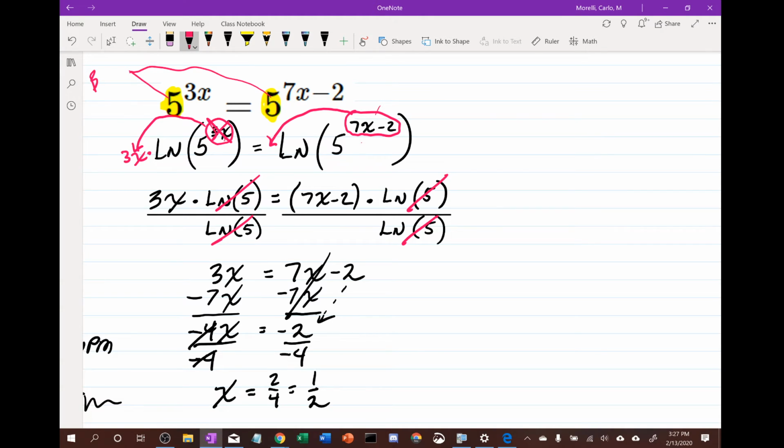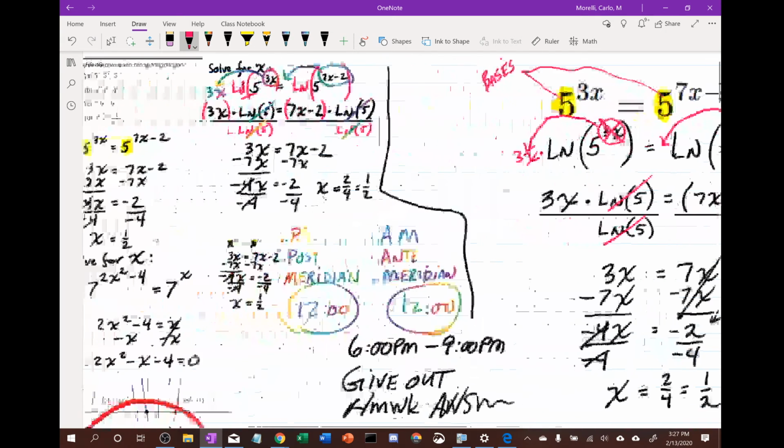These are called bases, like in a softball game or baseball game. When the bases are the same, you can just drop them and set the exponents equal to one another and solve the equation. So you can skip all that stuff that we did, all this stuff about dividing ln of 5 by ln of 5. The trick is, if the bases are the same, you can just drop the bases and set the exponents equal to one another. That seems like magic to me. So let's see if it really works.